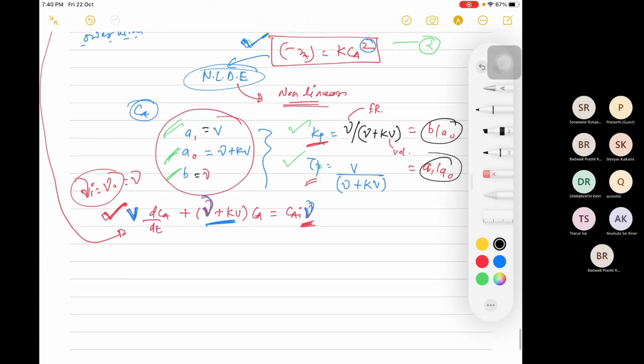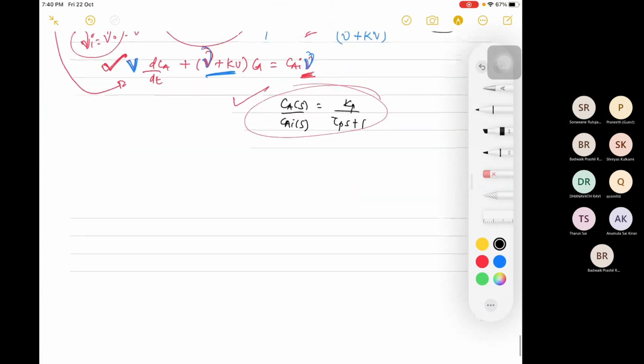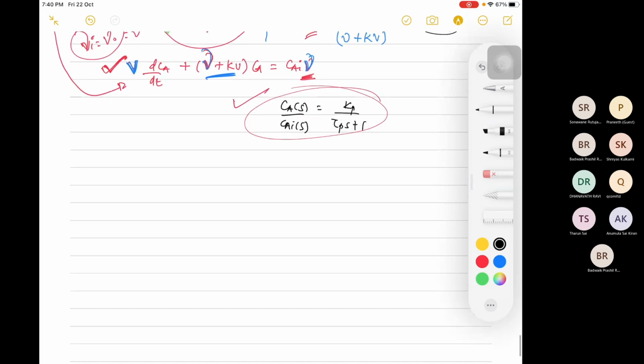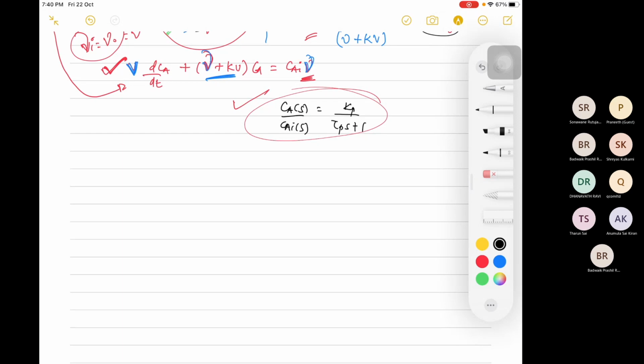Now what is your equation then? CAS divided by CAIS is equal to Kp upon tau p into s plus 1, and you know Kp and tau p, so that is your equation. Now I'll not go into detail, you solve the questions. Okay, so here I'll tell you some direct formulas for the values of Kp and tau p. This will be important.